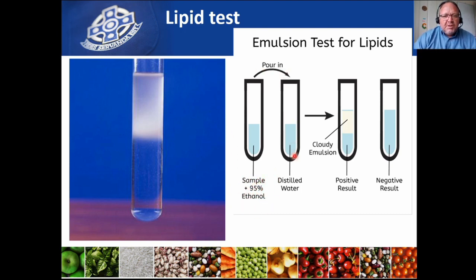You then pour it into some distilled water, but you put your sample into this distilled water. If you have this cloudy formation forming, that is actually the fat that is starting to dissolve within this ethanol, forming this emulsion. And then you have this cloudy formation, that's a positive result, and a negative result will simply be clear.